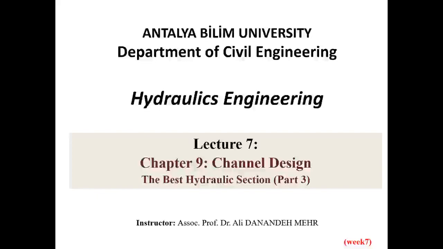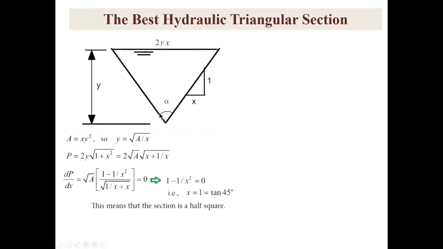Finally, we arrived at the last lecture of Chapter 9, the best hydraulic section. In today's lecture, I'm going to talk about the best hydraulic triangular cross sections. As you see here, we have a triangle that has two sides of equal lengths. The angle of the apex is assumed to be alpha, and the water depth is assumed to be y. And our goal is to find the most efficient triangular cross-section.